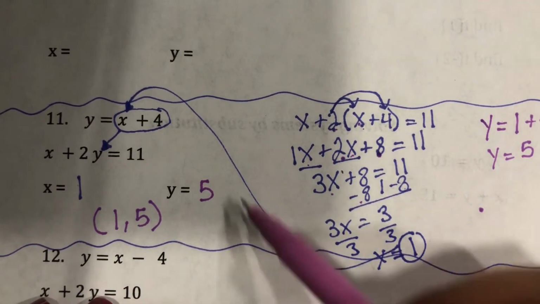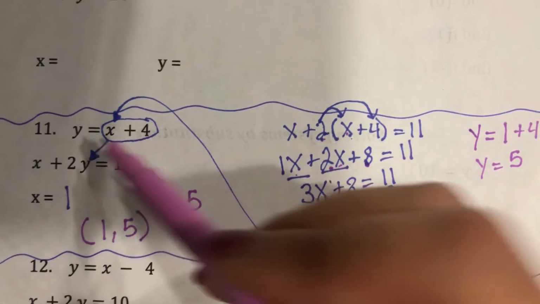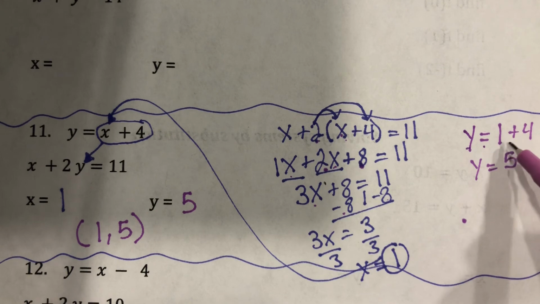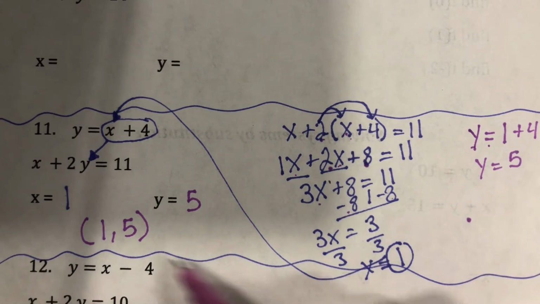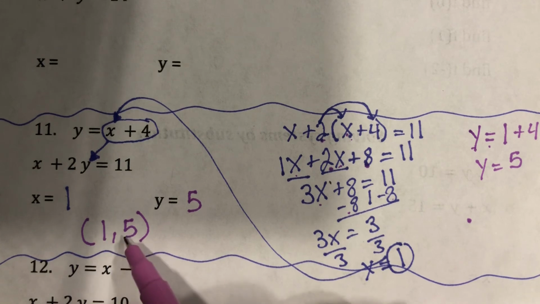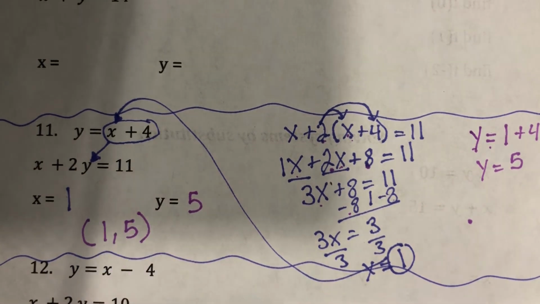Take this 1 and substitute it in for your first equation. So I get y equals 1 plus 4. So y equals 5. So my point where they both meet, or my solution, is 1, 5. Again, this is a 1 solution.